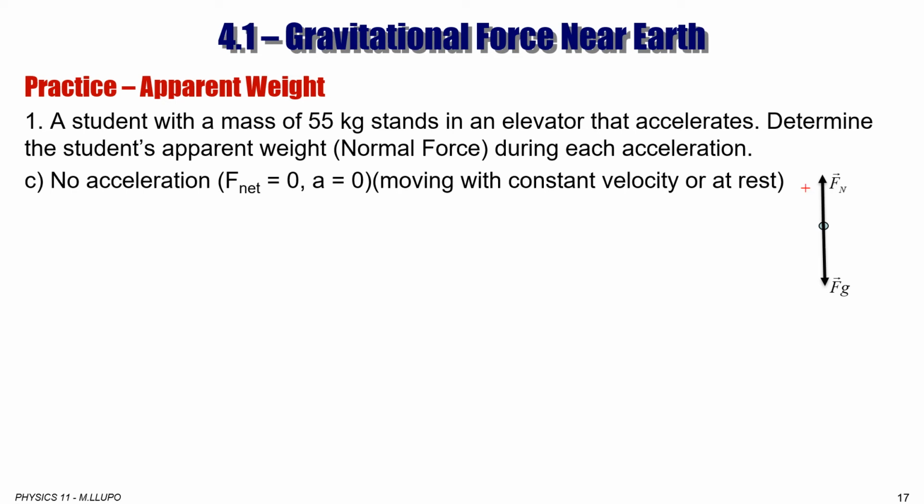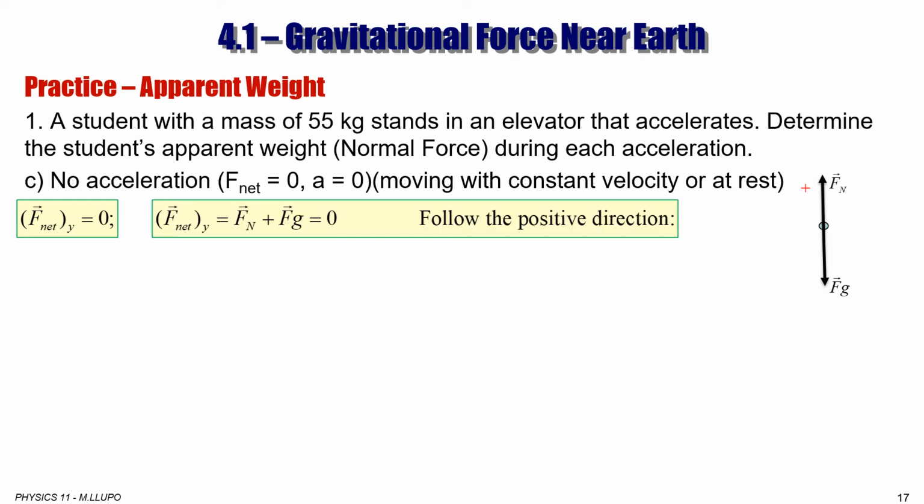So F net y is equal to 0. That means the sum of all forces is equal to 0. So Fn and Fg have to sum to 0. Then we follow the positive direction, even in Newton's first law. If we follow the same steps, we will never make a mistake. So Fn is positive, Fg is negative, equal to 0. Then we move Fg to the other side of the equation, and it becomes positive.